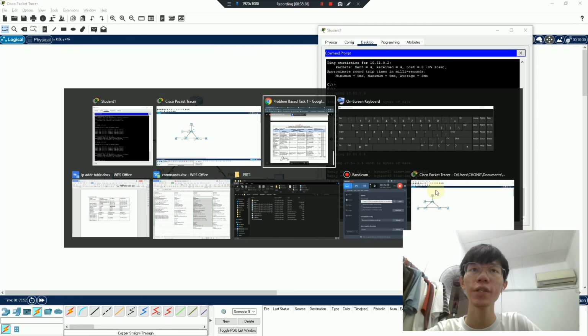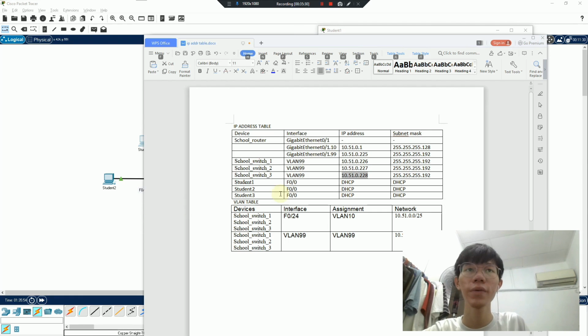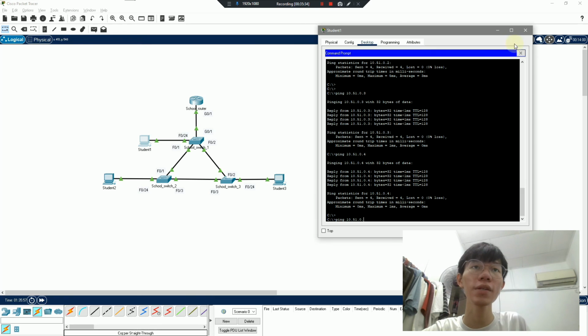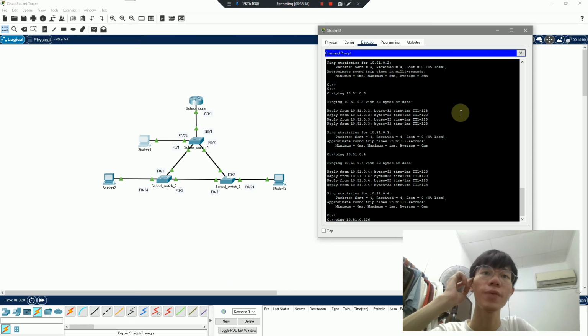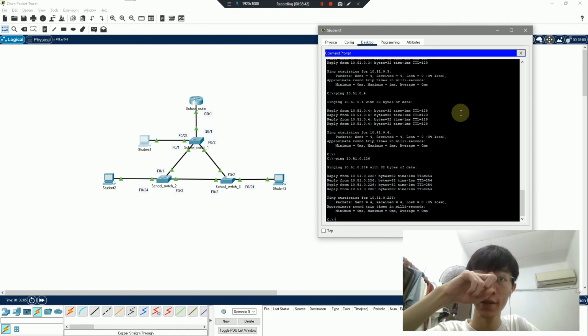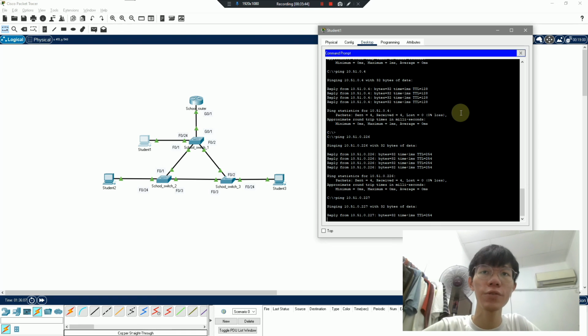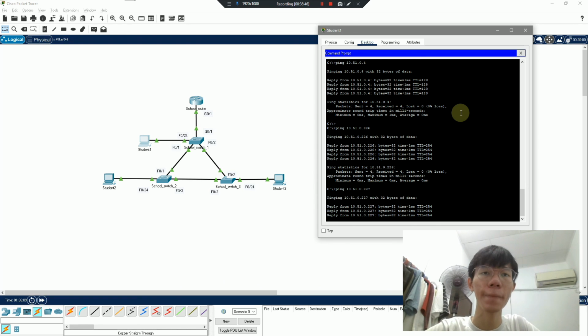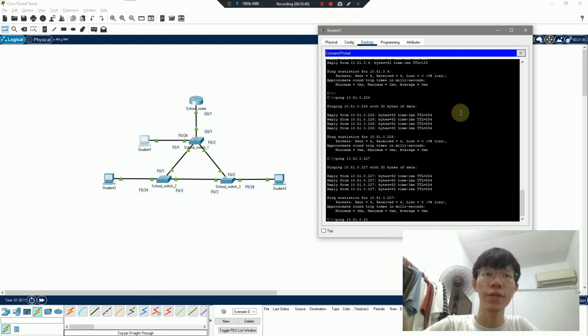The IP address 226 is for switch 1, 227 is for switch 2, and 228 is for switch 3.